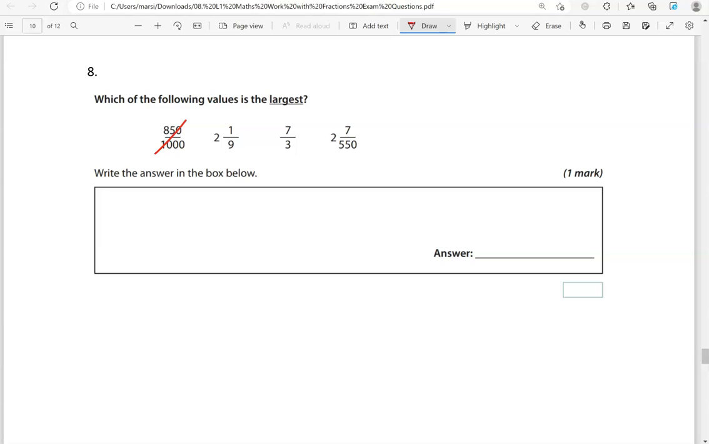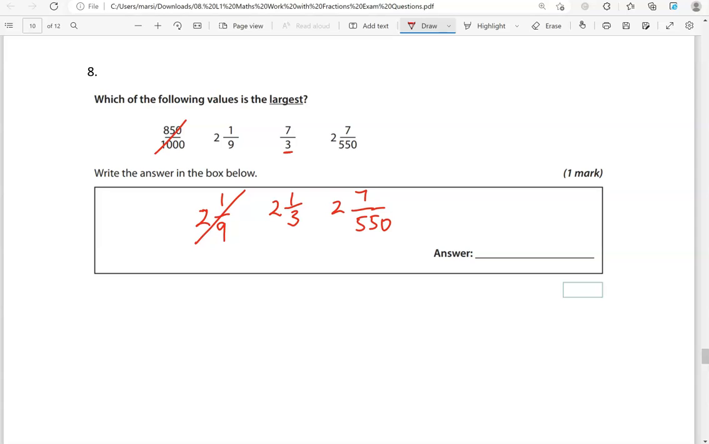Now 7/3, 3 and 3, that is 6, so this is 2 and 1/3. We have 2 and 1/9 and 2 and 7 550ths. So these are the three that we need to compare. 1/9 is smaller than a third. So 2 and 1/9 is definitely smaller than 2 and a third. So again, that can drop out without any calculations.